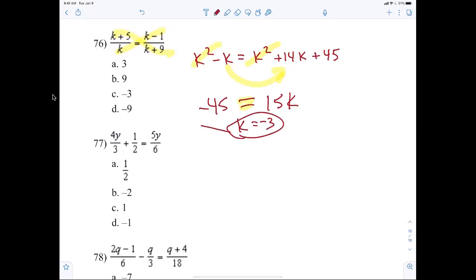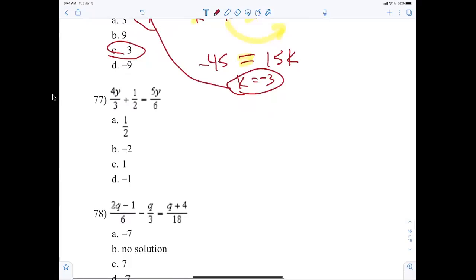Now, is that an extraneous solution? No, because all you do to see if it's an extraneous solution is look at the denominator. Is k plus 9 zero? Is k zero? No. Therefore, k equals -3 is the only solution.